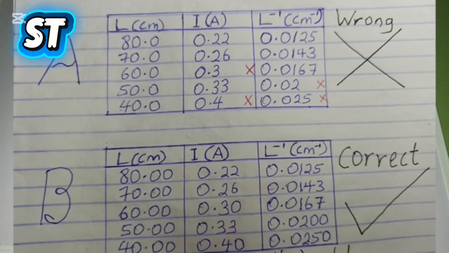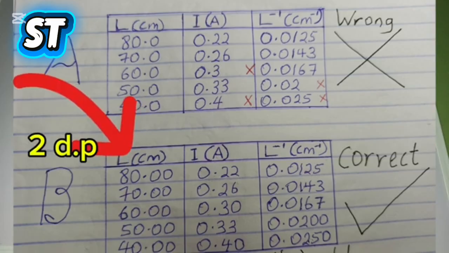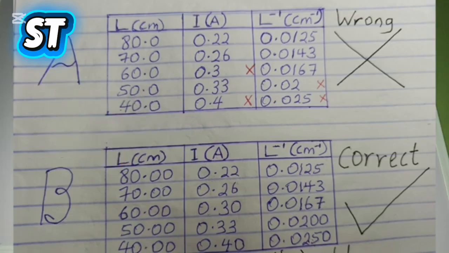Now, there are many things wrong there. Number 1, look at the first column, which is L in centimeters. You will see that we have 80.0, 70.0, 60.0, 50.0, 40.0. Let this be in 2 decimal places, not 1 decimal place. Look at the correct fashion down there, which is table B. You will see that L in centimeters has 80.00, 70.00, 60.00, and so forth.